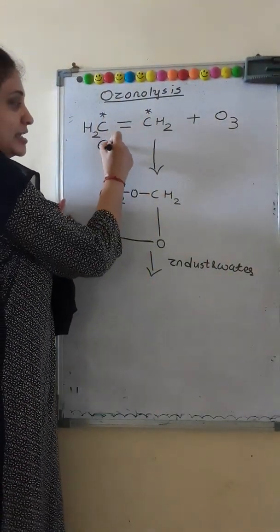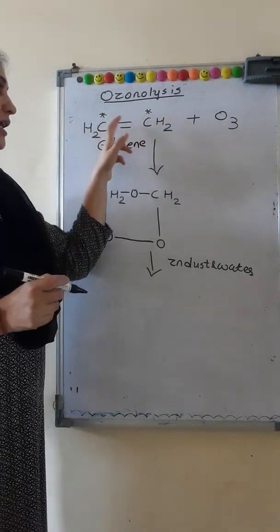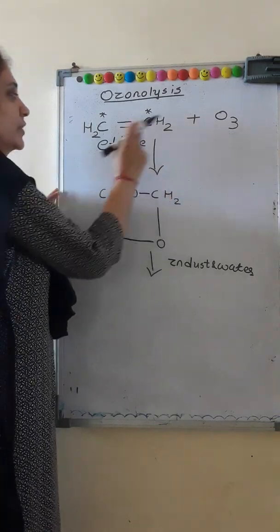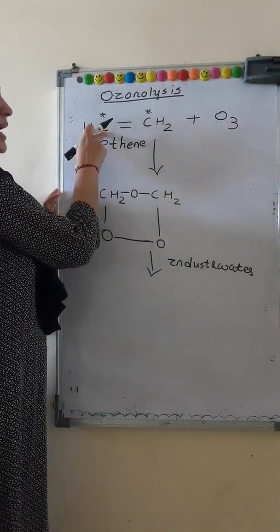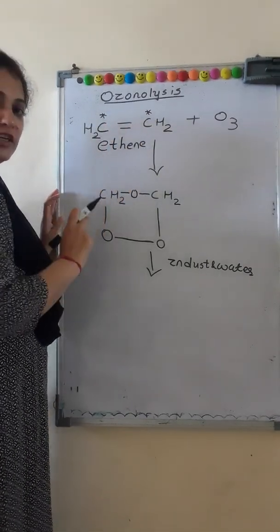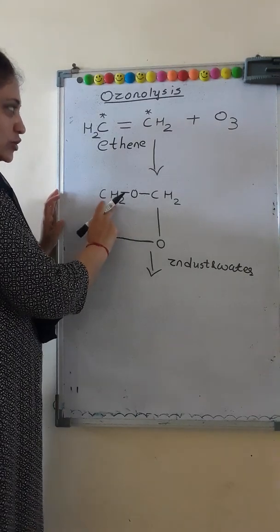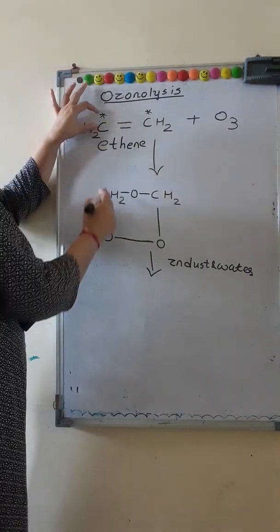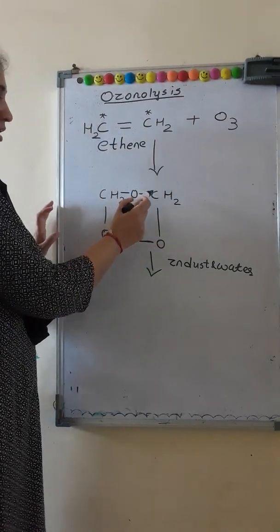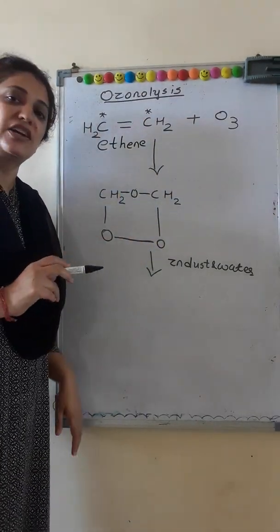My alkene is ethene, containing 2 carbons and a double bond. When it is reacted with ozone, the oxygen atoms of ozone add on both these carbons across the double bond and also between the double bond. So when you are writing, you add one oxygen to this carbon, one oxygen to this carbon, and then between the 2 carbon atoms also one oxygen is written.